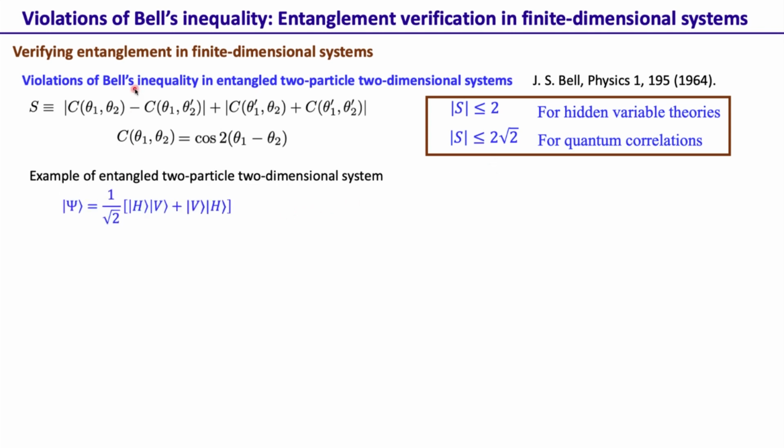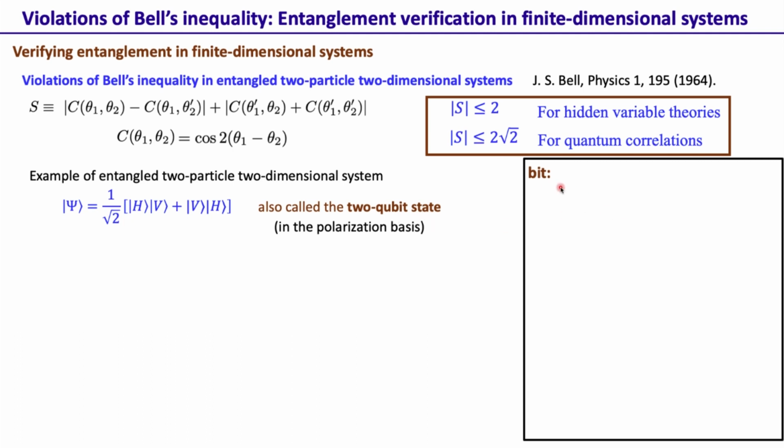Bell's inequality can actually be applied when we have these two-particle two-dimensional systems, and these are also called two-qubit systems. Here we have this example in the polarization basis. In fact, this is just a slight digression: this two-qubit state is very important for quantum information and quantum computation systems and many protocols. So why do we call it a qubit? The bit comes from the classical language, the classical unit of information, and when we say bit, it stands for this two-dimensional thing, and here it is 0 and 1.